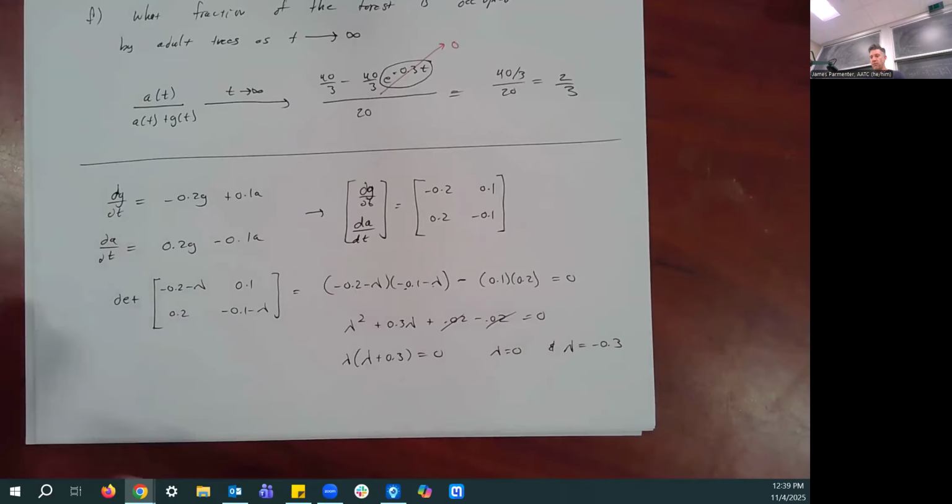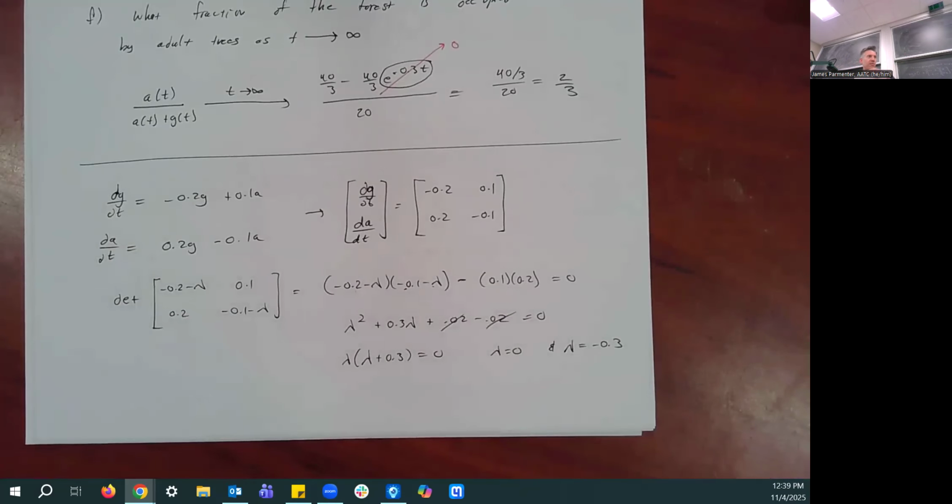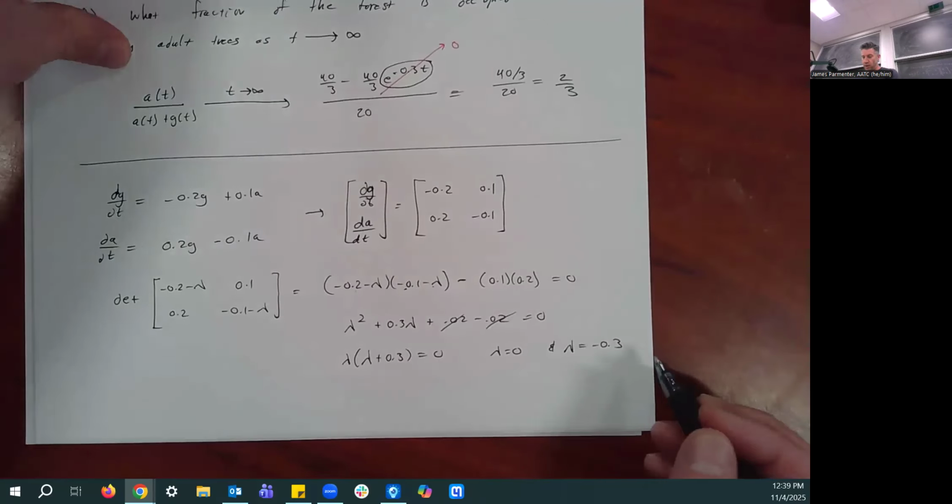Well, that's a good sign. Remember how our solution had an e to the negative 0.3 times t in it? That's boding well for us. There's always a slight worry when you say something's going to work out the same, you're like, this better work out the same, otherwise I've made an error somewhere. Okay, so let's go ahead and find the eigenvectors.